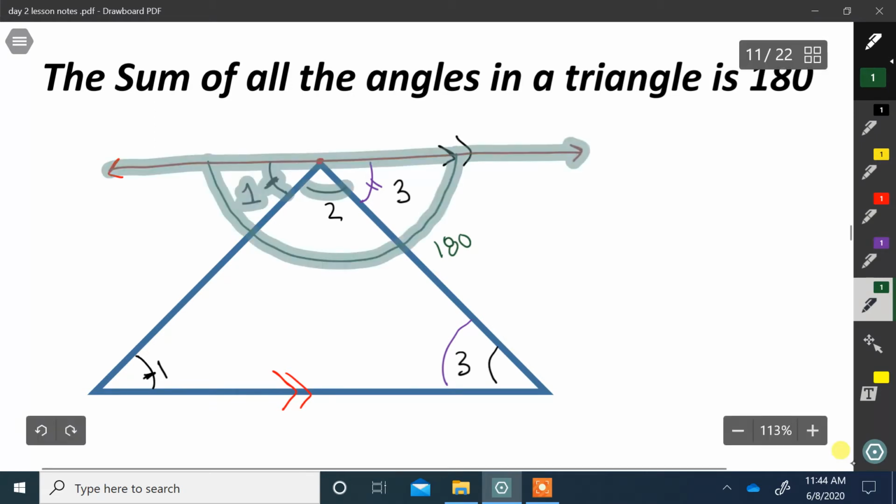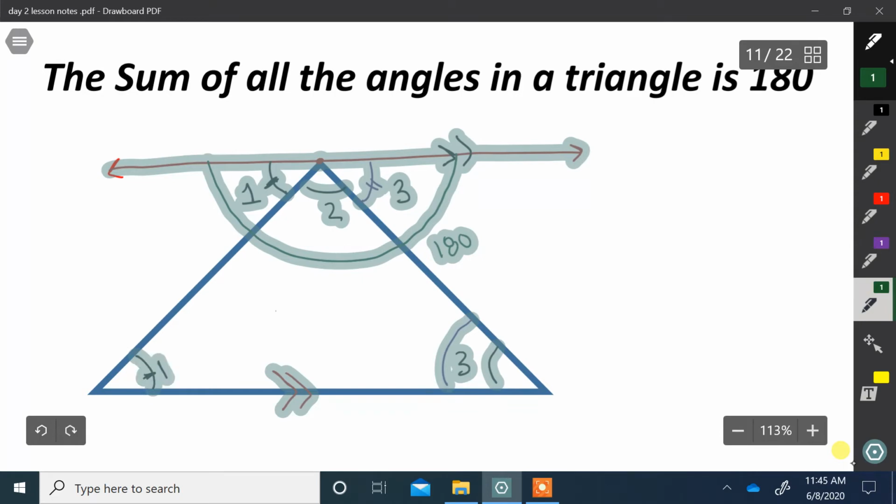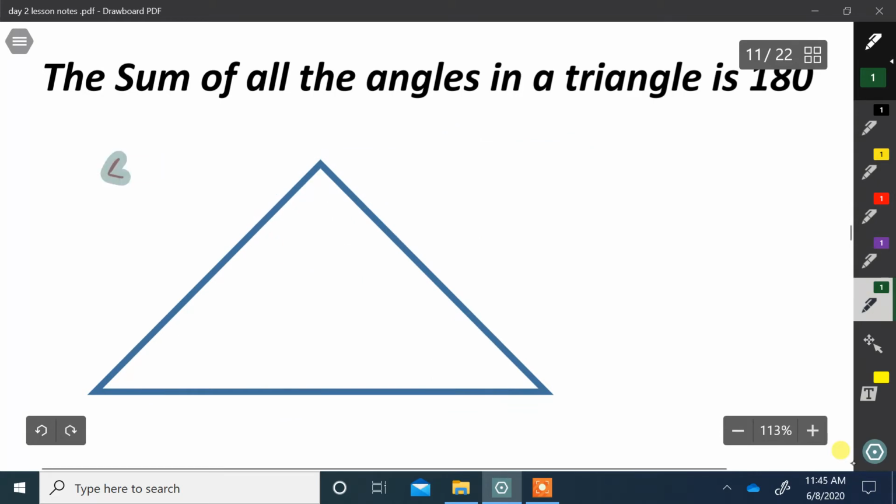Awesome. So let's erase all of that. I don't want to make you more confused. That was just a little proof for you to see why they add up to 180 degrees.